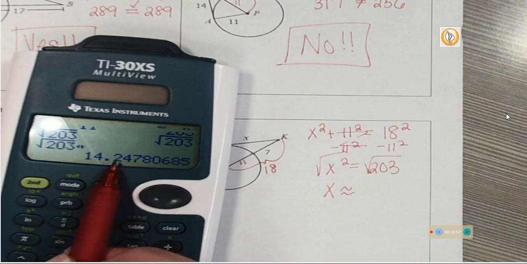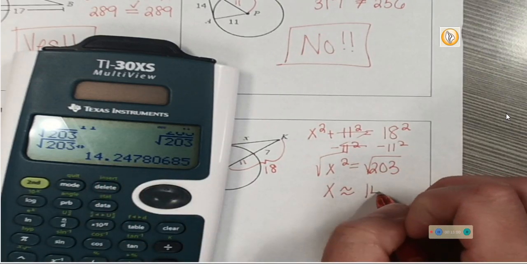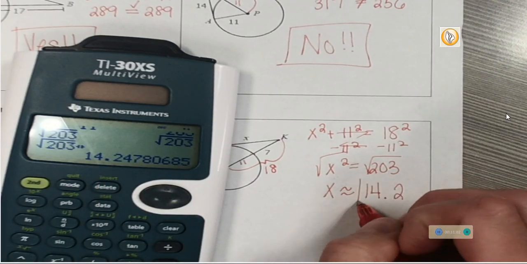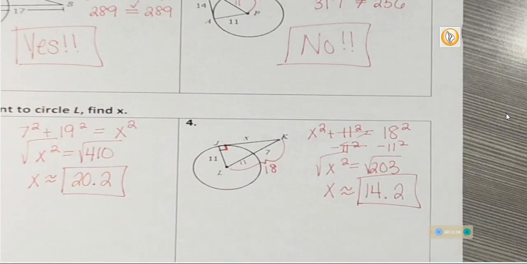What is a 4 going to do to a 2? Nothing. So it's approximately 14.2 is the length of that missing side. All right, so we're going to look at the back.